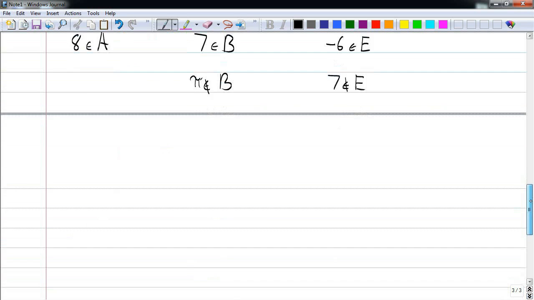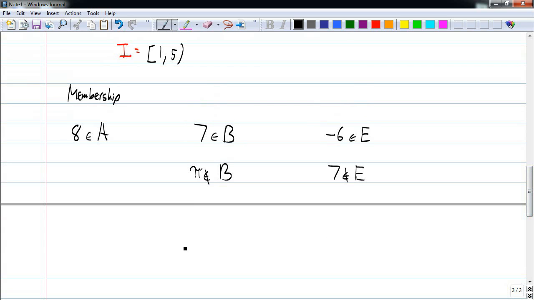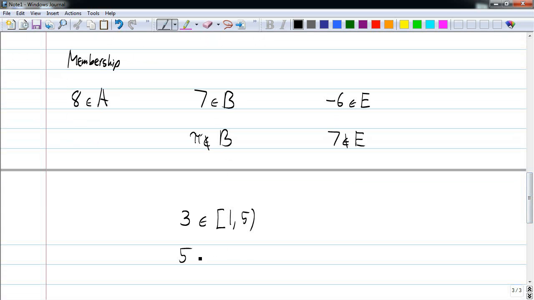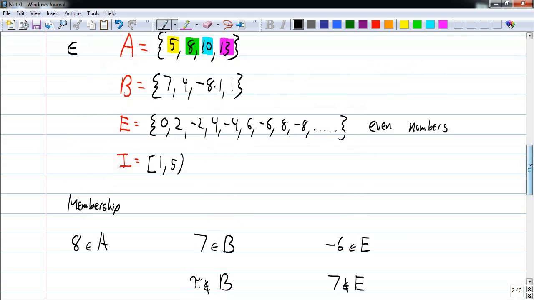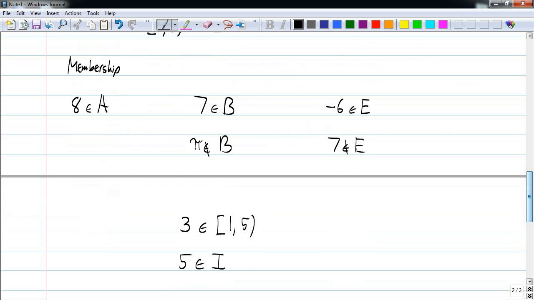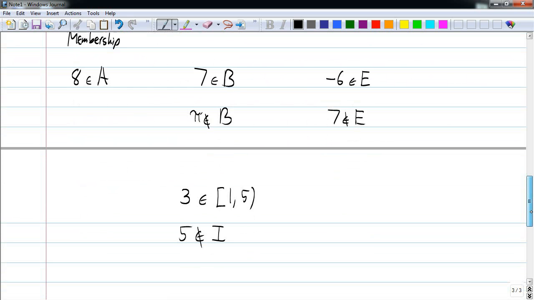So here's a question. Remember that I was this interval. Is 3 in that interval? Is it in there or not? So of all of the numbers from 1 up to, yet not including, the 5, is 3 one of them? And the answer is yes. How about 5? Is 5 in the interval I? Remember that we named this I. Is that true? No, because this is a parenthesis. The 5 is not included in the interval. Cross it out. So, to show membership, I write an E if it's in the set. I make an E and cross it out if it's not.